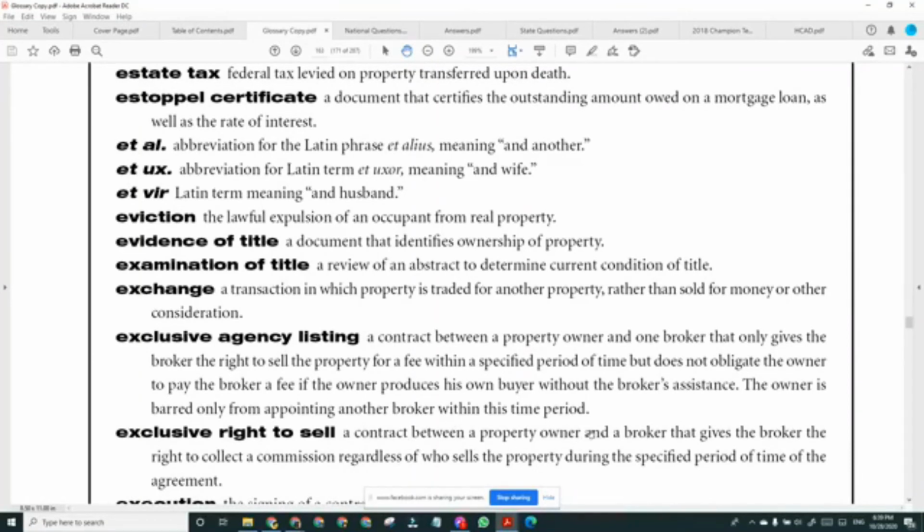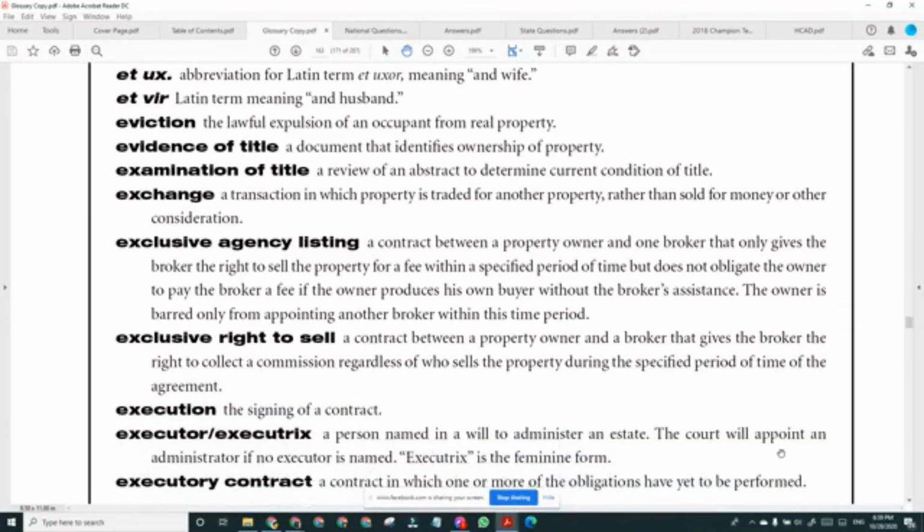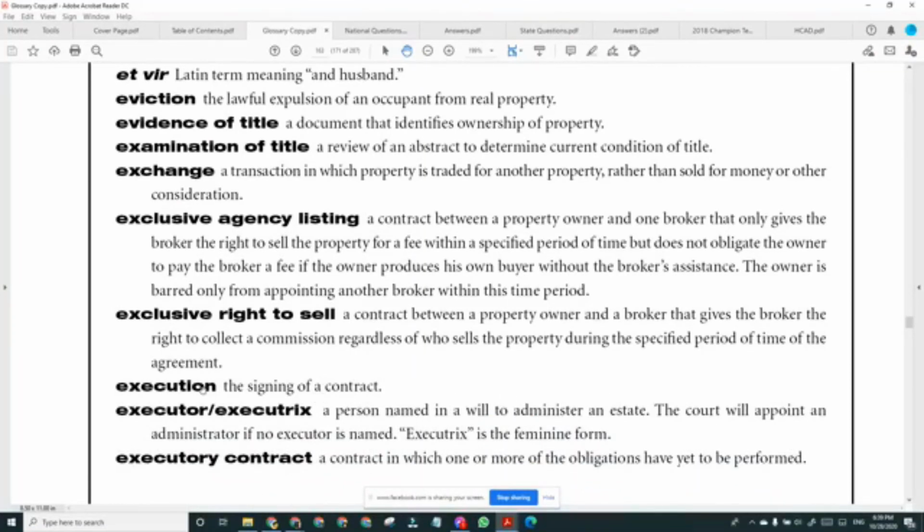A contract between a property owner and a broker that gives the broker the right to collect a commission regardless of who sells the property during the specified time of the agreement. Execution: the signing of a contract.